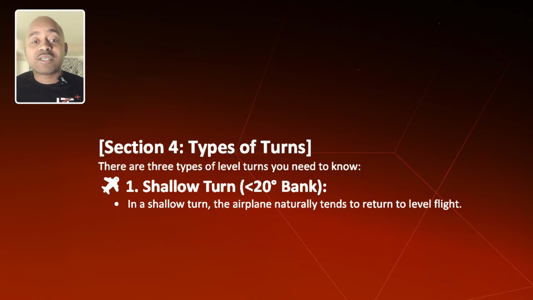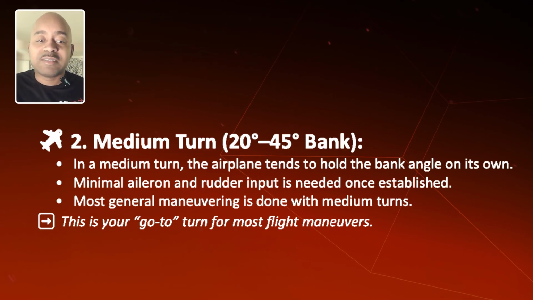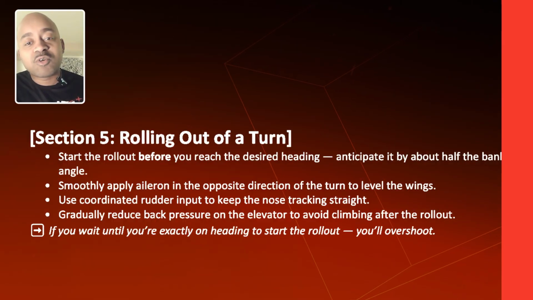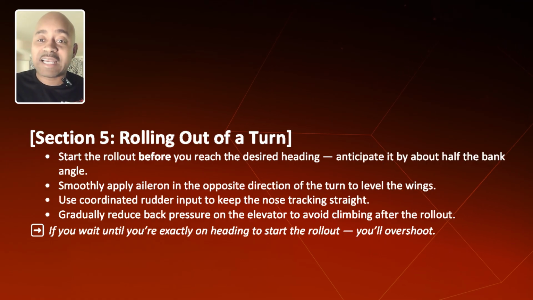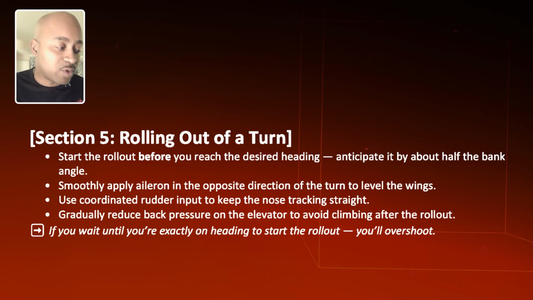So your types of turns: you got shallow turns, which is less than 20-degree bank, medium is 20 to 45-degree bank, and the steep turn is greater than 45. And then the last thing you do after you're done with the turn is the rollout. Start the rollout before you reach the desired heading and anticipate it about half the bank angle. Smoothly apply aileron in the opposite direction of the turn and level the wings.